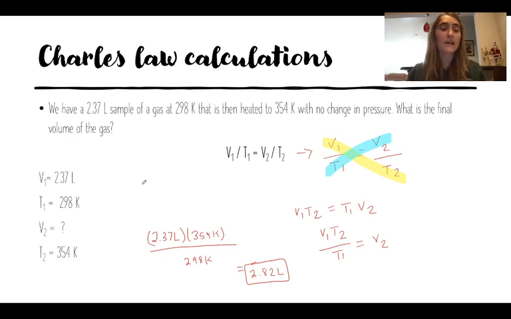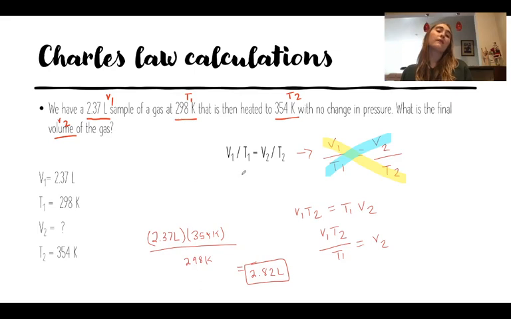So I'm going to go back and again identify my variables. We have a 2.37 liter sample, so that's going to be volume 1. And it's at 298 K, that's going to be T1. That is then heated to 354 K, that's T2, with no change in pressure. What is the final volume? We are searching for V2.